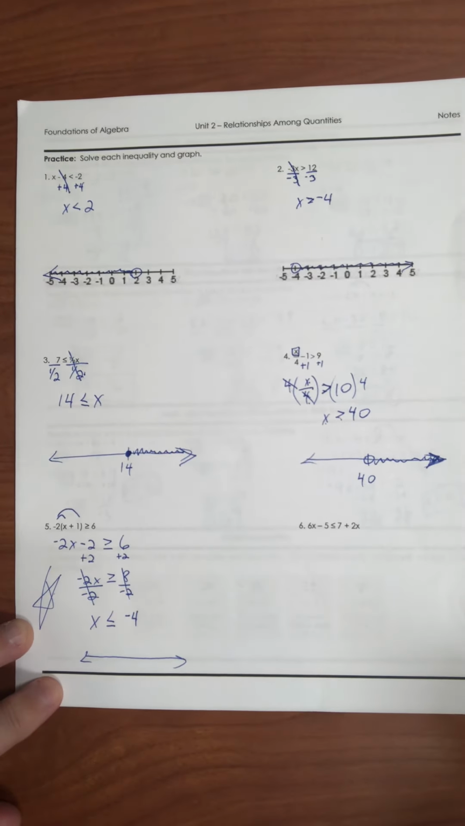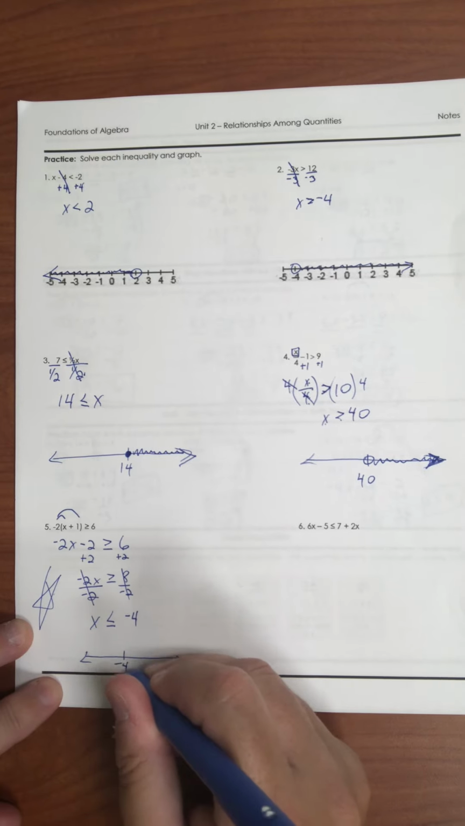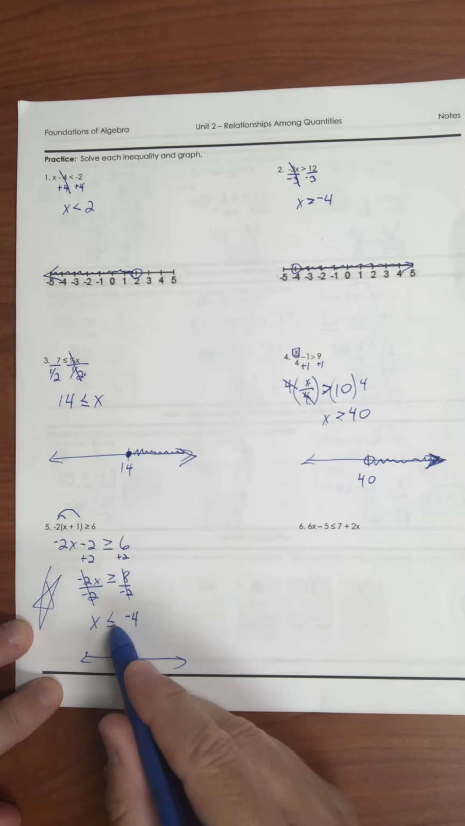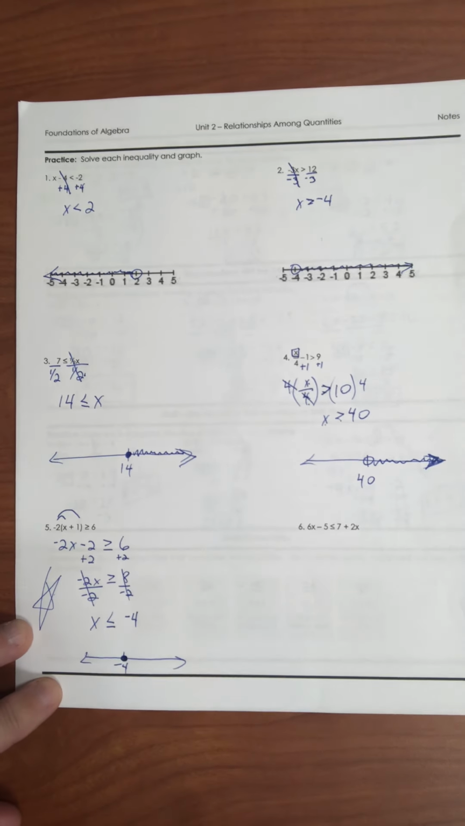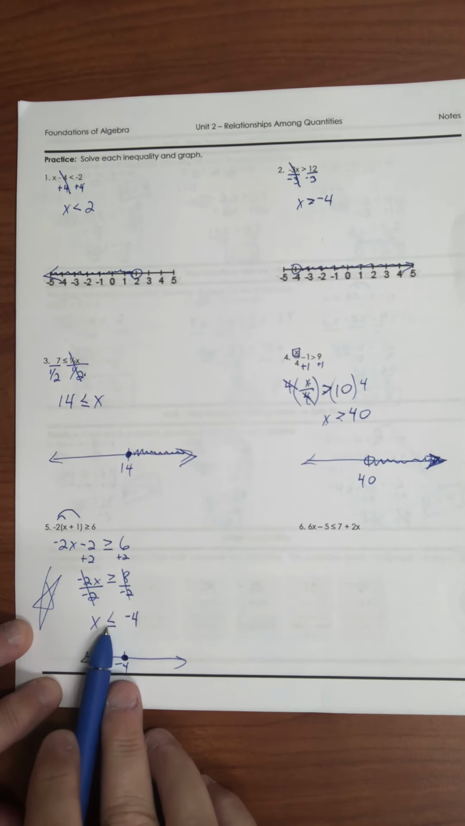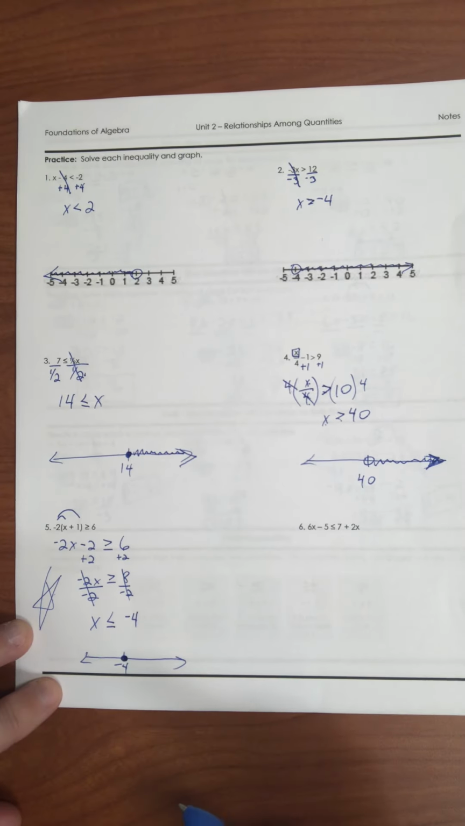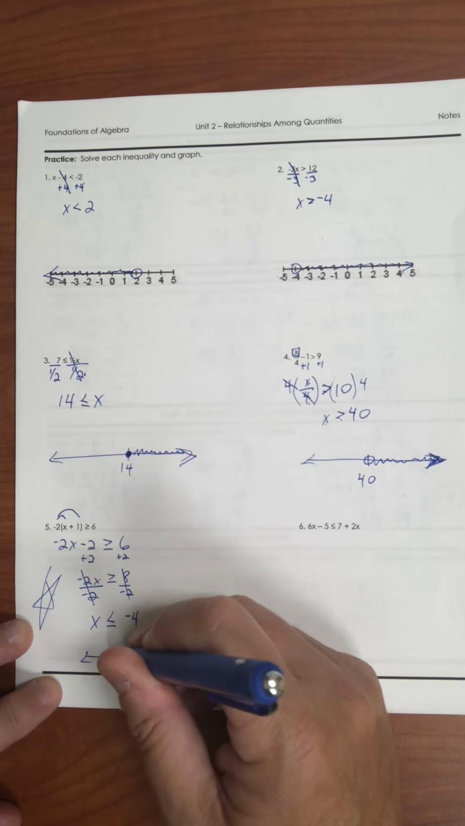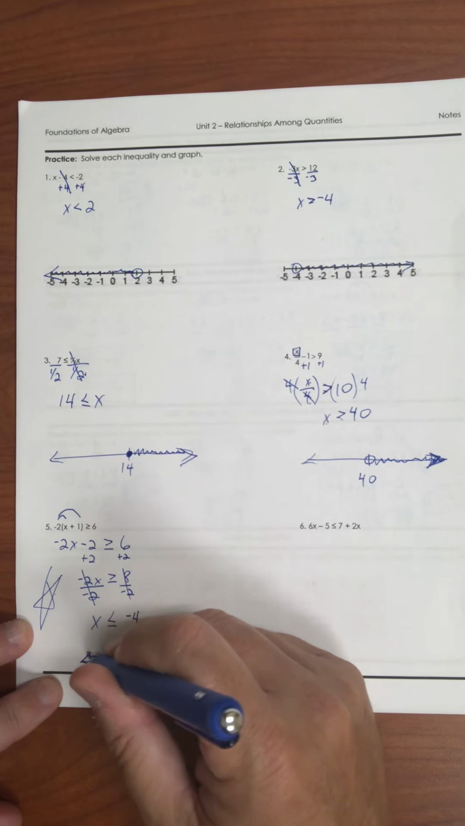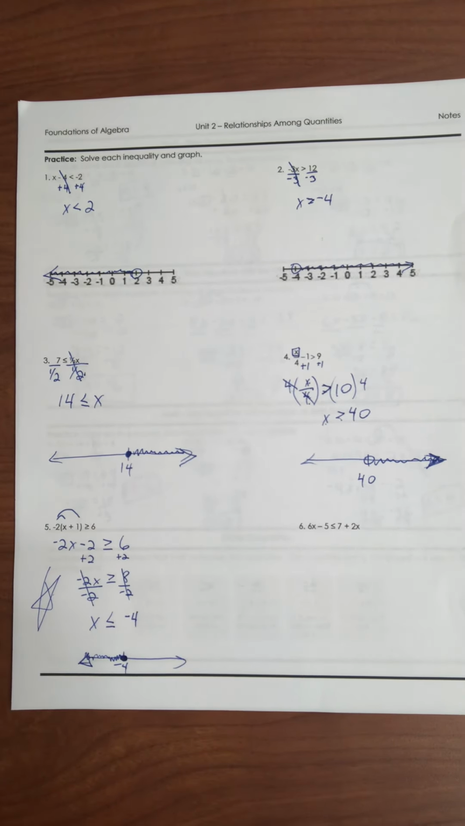So go on, draw your number line. Doesn't matter where you put your negative 4, just put it on there. It's a closed circle because there's a line underneath the inequality. And so now I need where my x's are less than or equal to negative 4. Variables on the left, so I can treat that like an arrow. But all my x's are less than negative 4 over there. All right, last one.